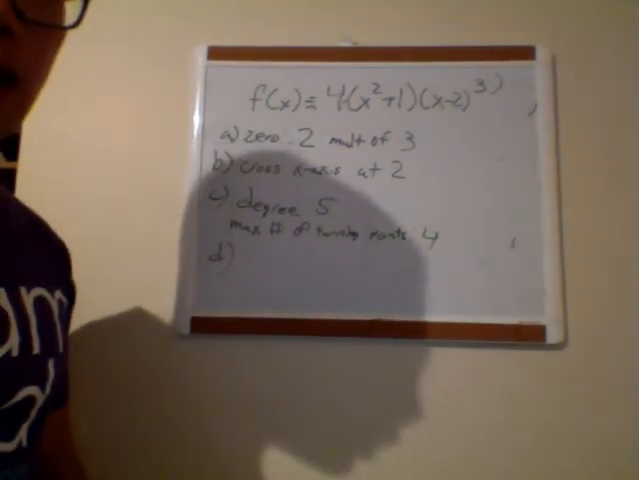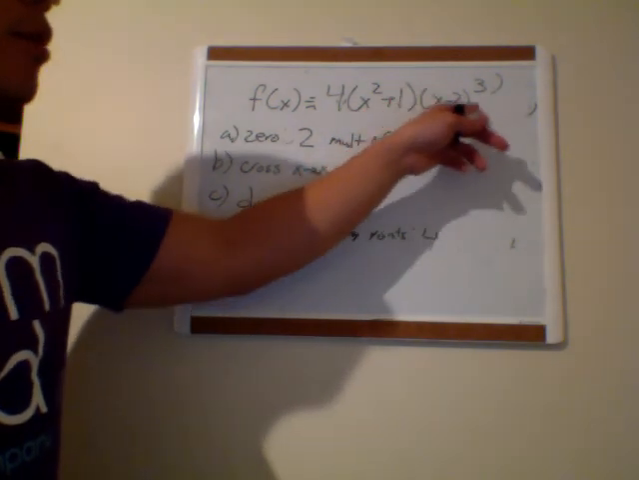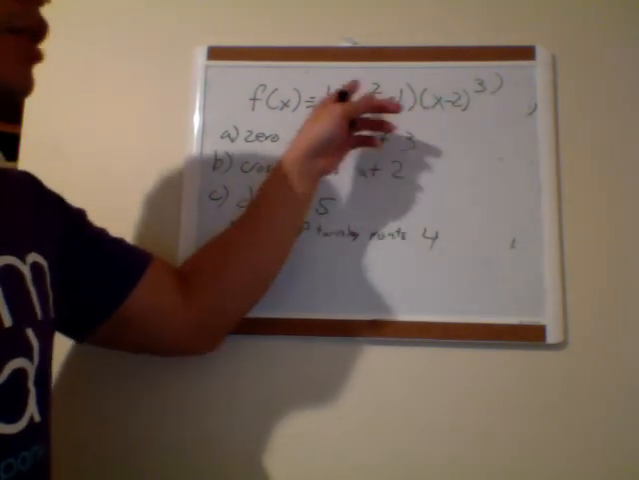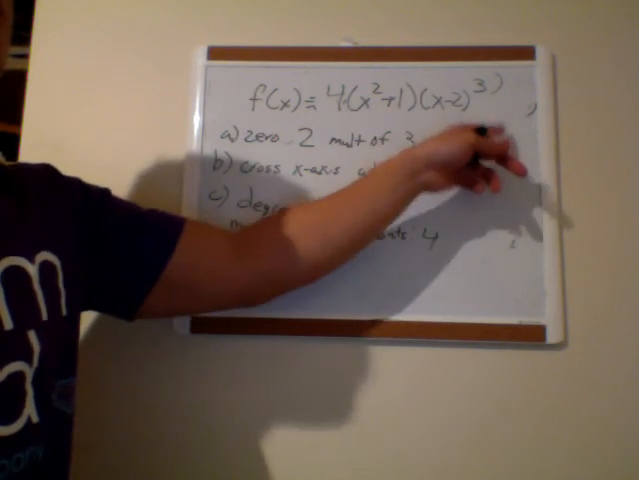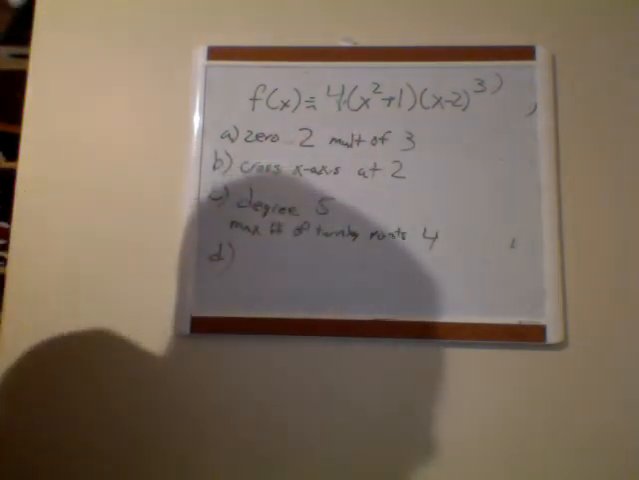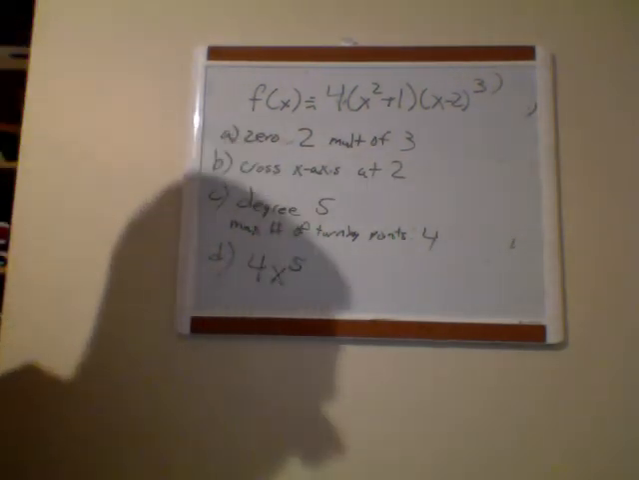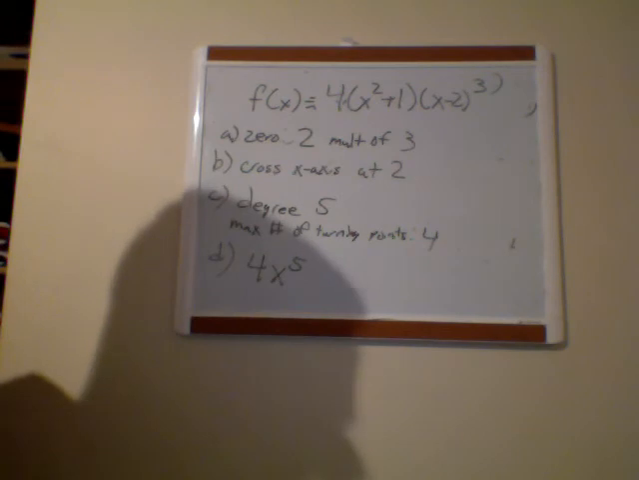And then what does my end behavior look like? Well, if I have x squared and I have 3 of these terms, it's actually going to be x squared times x times x times x. That's x to the 5th. But I have a coefficient of 4, so my end behavior is 4x to the 5th. Okay.